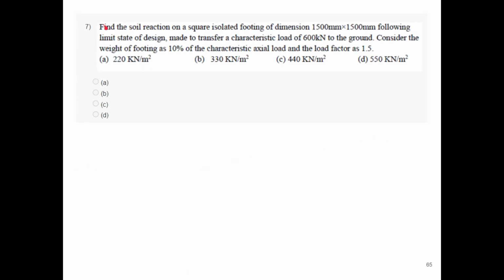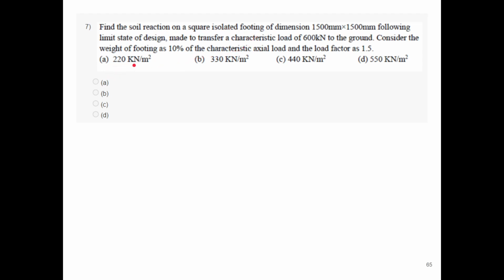Seventh question. Find the soil reaction on a square isolated footing of dimension 1500 millimeter by 1500 millimeter, following limit state of design, made to transfer a characteristic load of 600 kilonewton to the ground. Consider the weight of footing as 10% of the characteristic axial load and the load factor is 1.5. So, what is the soil reaction on the square isolated footing?